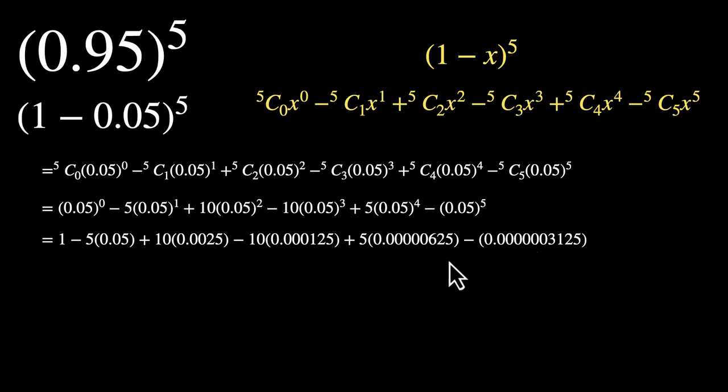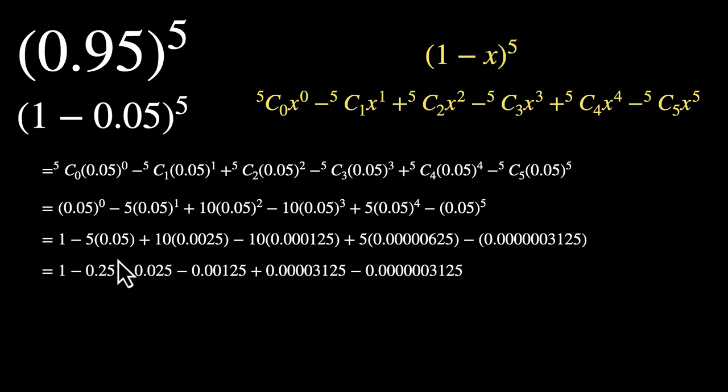All right. So should we multiply these terms? We have 1 minus 5 times 0.05. That's going to be 0.25 plus 10 times 0.0025. This will increase this number, but not by a lot. This is 0.025 minus 10 times 0.000125. So we just shift the decimal place by 1. So this is 0.00125. Then we have 5 times this, a very small number, minus this number as it is. Again, very small, insignificant number.